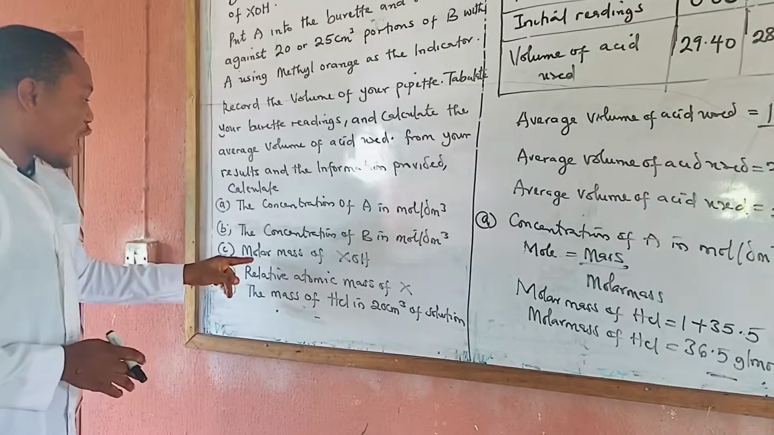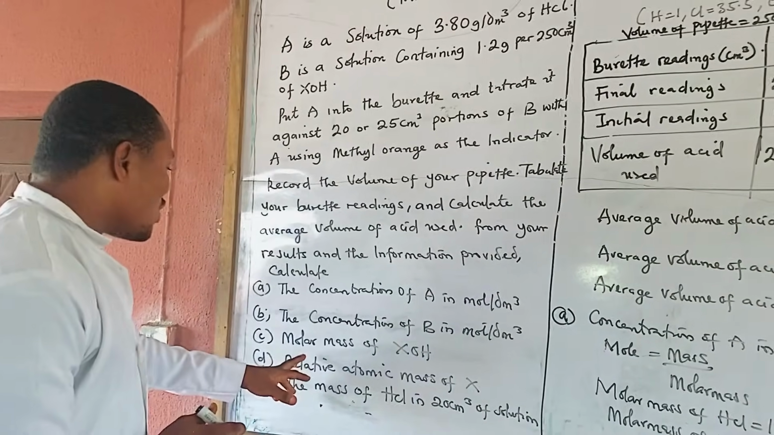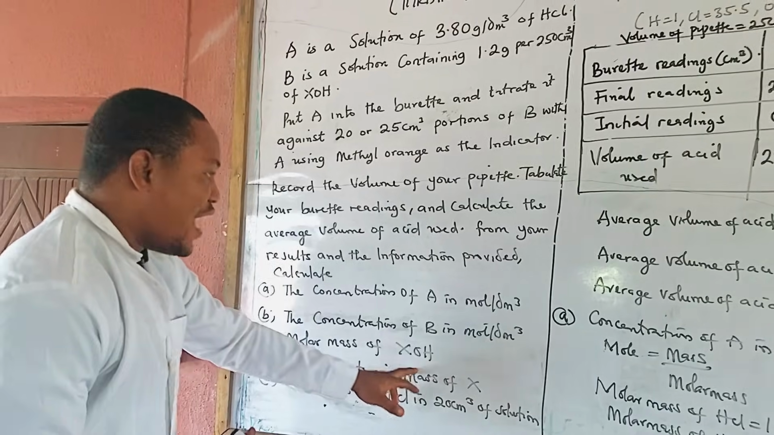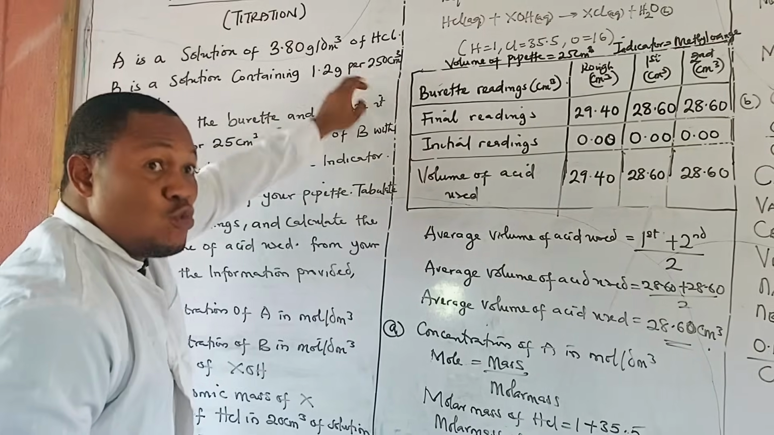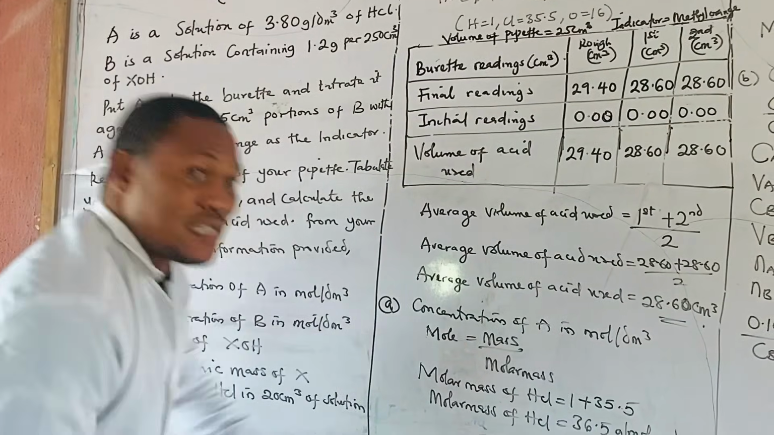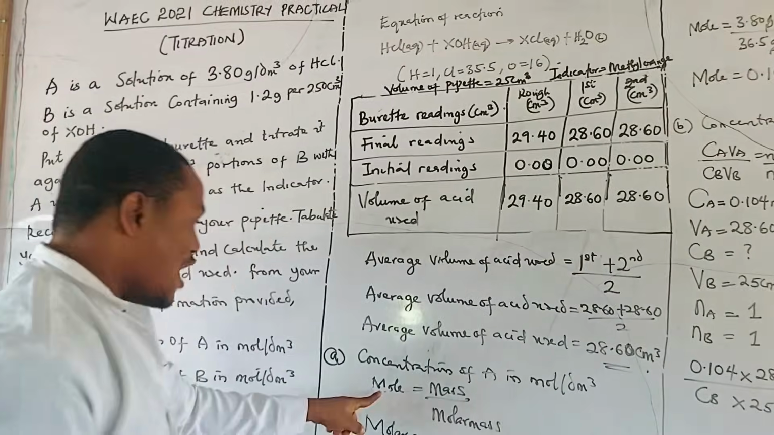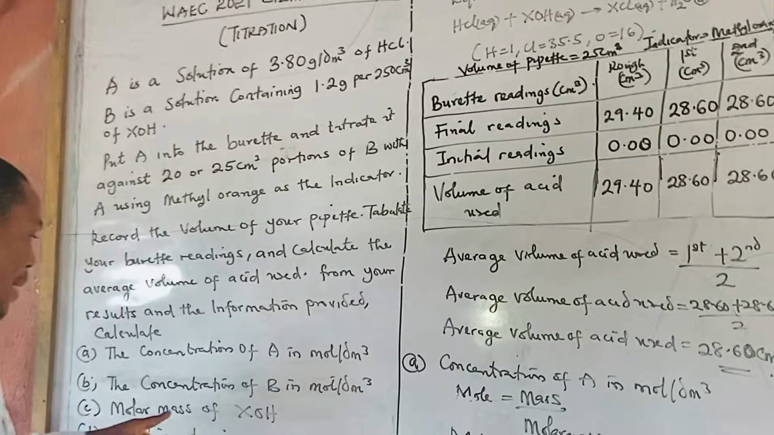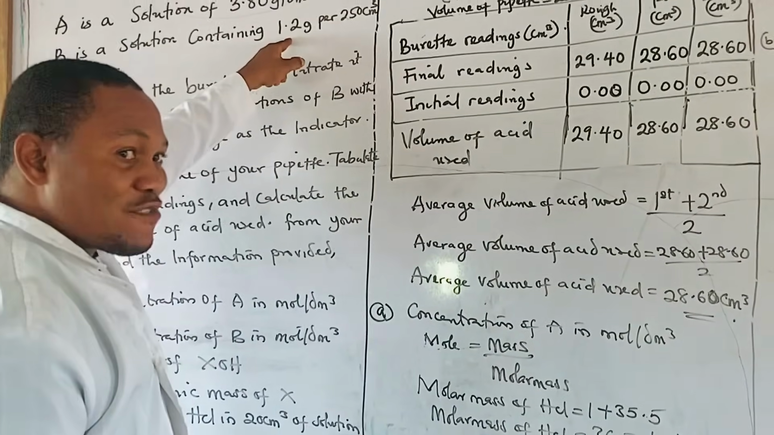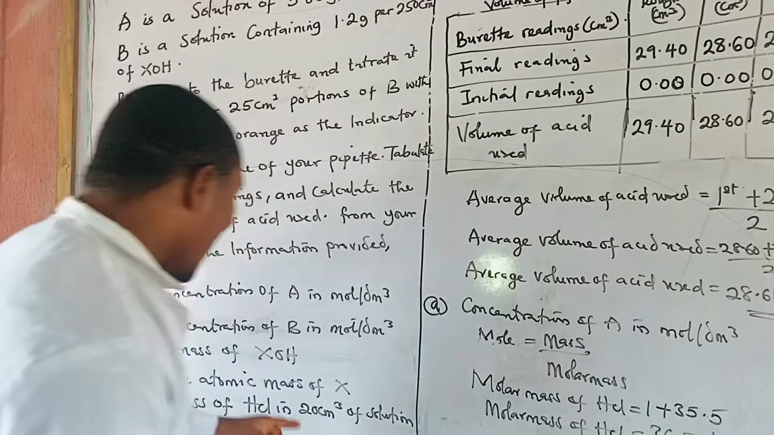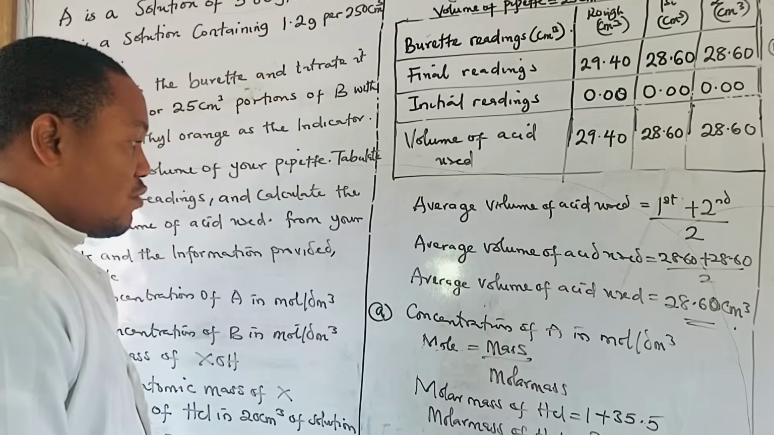Now they want us to calculate the molar mass of XOH. Now please pay attention to that. Let's come back to this formula: mole is equal to mass over molar mass. They gave us the mass here in 250, which means I can convert to 1000 to get my mass. And the mole, I've already gotten, which is the CB. So I can use this formula to get the molar mass, because it's the molar mass of XOH. I don't know the value for X. So I'll get the mass from here. When I get the mass, then I will have the mole, and I cross multiply. So we are good to go.